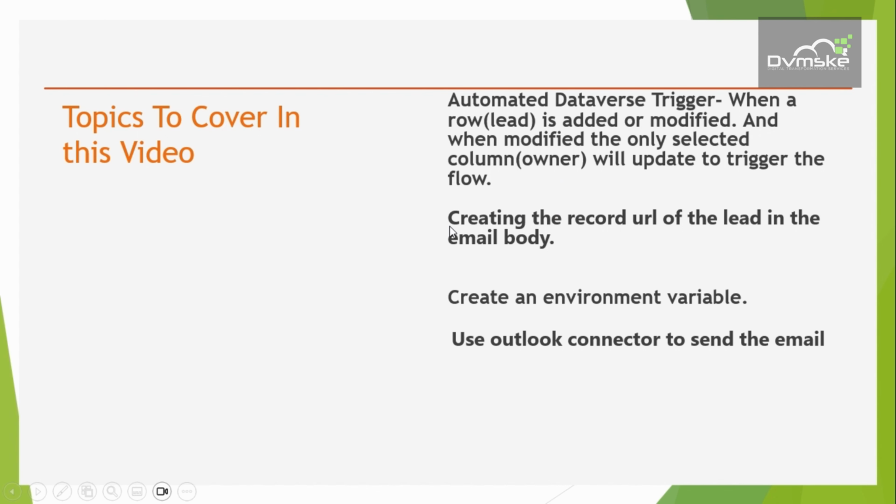We would be creating the record URL of the lead in the email body. We are creating an environment variable for the app ID that we use in the record URL creation. We are using the Outlook connector to send this email.